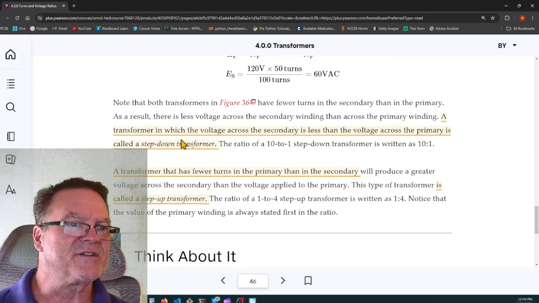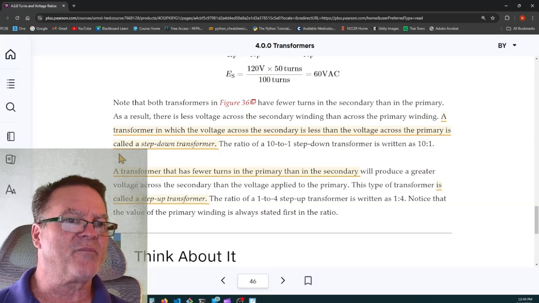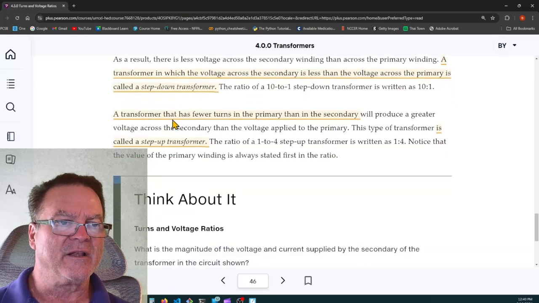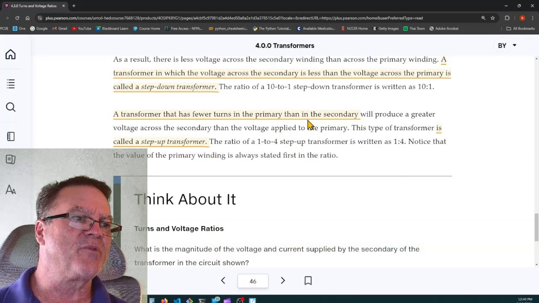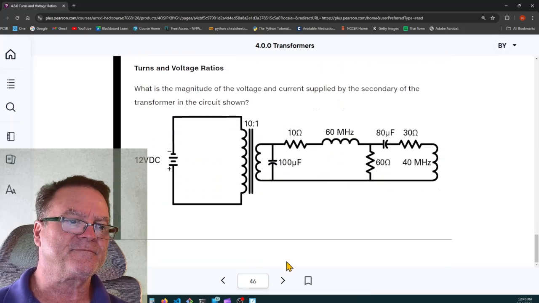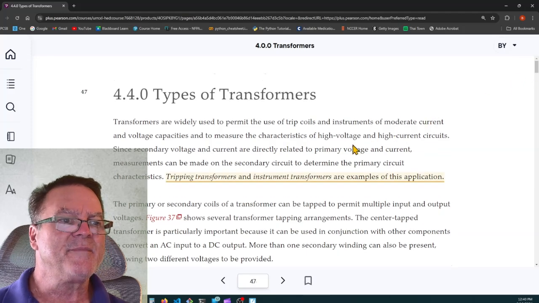So here's a highlight. It says a transformer in which the voltage across the secondary is less than the voltage across the primary is called a step-down transformer. Here's another highlight. A transformer that has fewer turns in the primary than the secondary is called a step-up transformer. All right. Types of transformer.